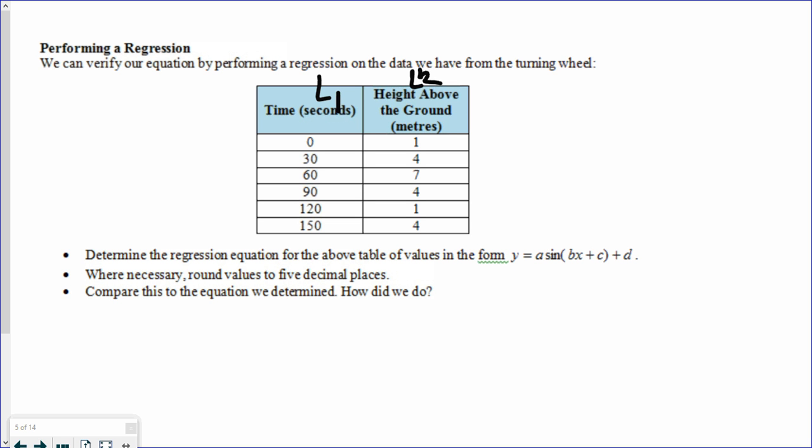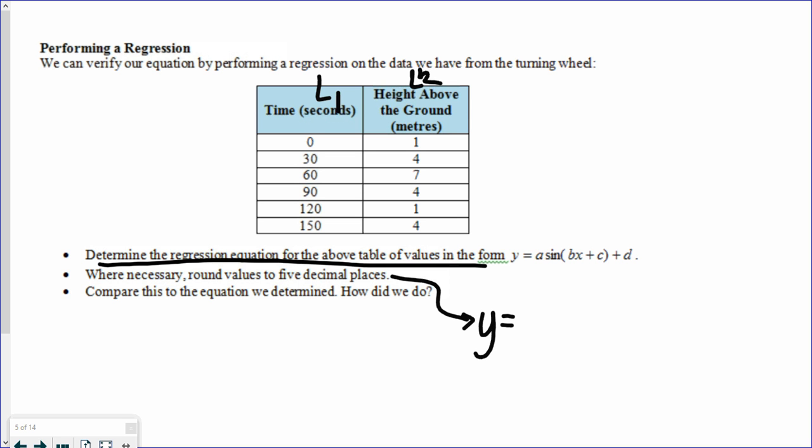So determine the regression equation for the above table of values. Again, make sure you do that in your calculator. Maybe pause it, because I haven't given you enough time, but put it in, perform the regression on the data, and see what you get for your values of A, B, C, and D. It says wherever necessary, keep 5 decimal places. I didn't actually do that, I kept 4.